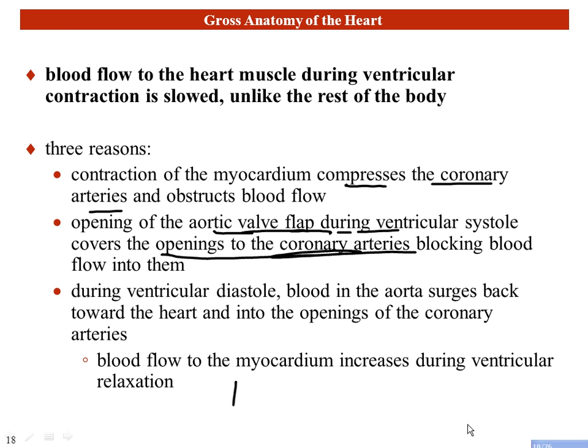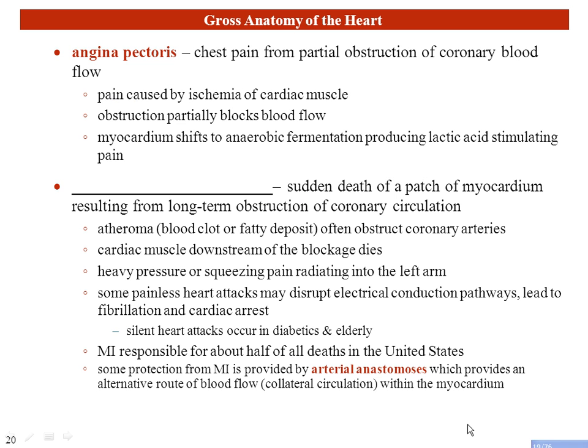Okay, so if this is the heart, here is the aorta, and we have an opening for the right coronary artery and an opening for the left coronary artery. When the heart relaxes, blood in the aorta flows backwards, and that blood kind of spills into the right and left coronary arteries here. So those are 3 reasons why the heart receives most of its blood when it is relaxed. And once again, that's opposite of most tissue of the body.